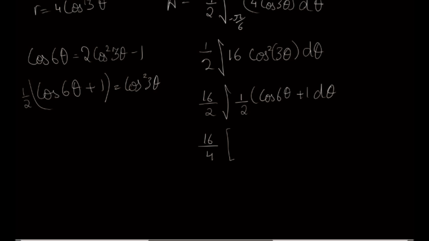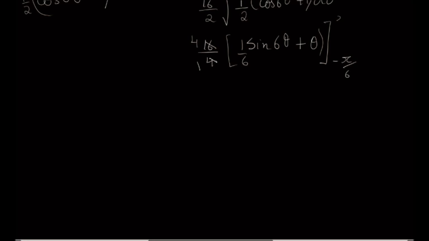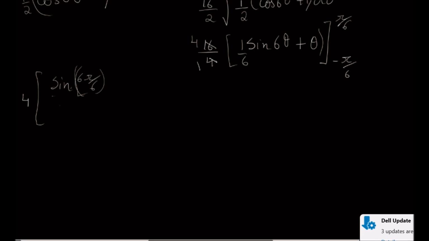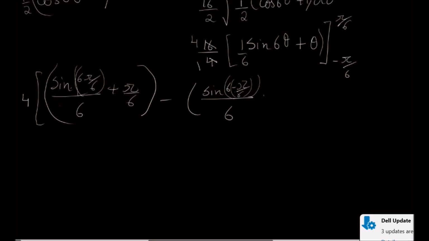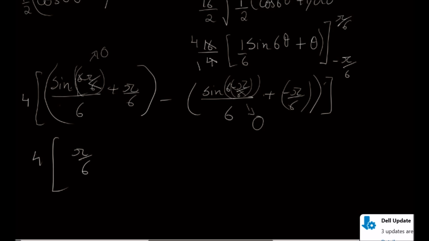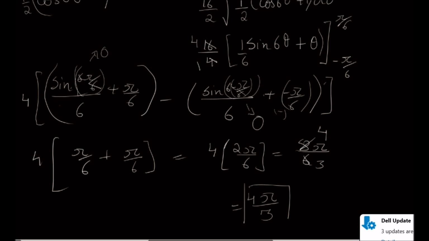So you can take out all the constants and then you can find the integral. The integral of cosine 6 theta is sine 6 theta over 6, and the 1 becomes a theta, and then you have to plug in pi over 6 and negative pi over 6. Sine of pi is equal to 0, and sine of negative pi is equal to 0 as well. All that we're left with is 4 multiplied by pi over 6 plus pi over 6, which is equal to 4 pi.